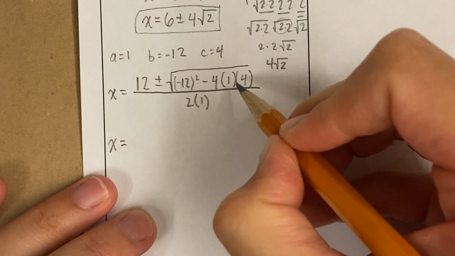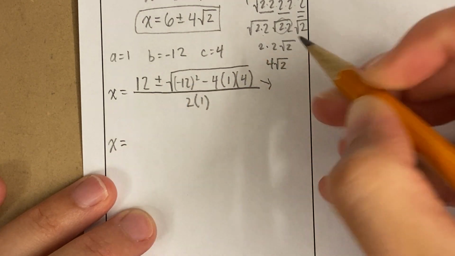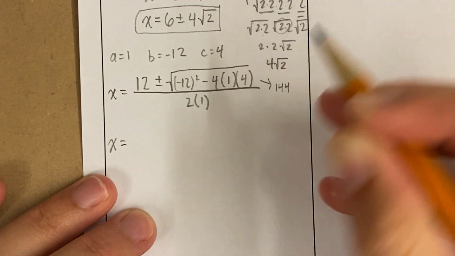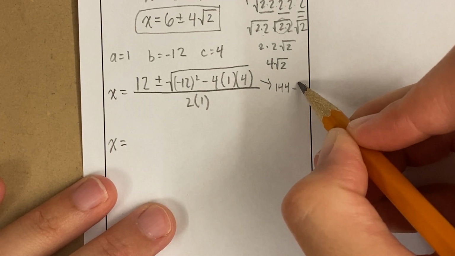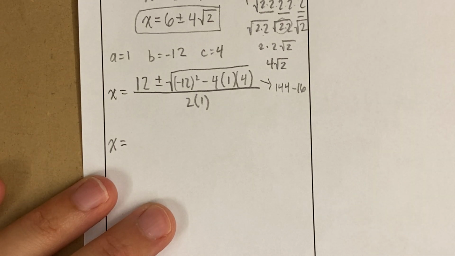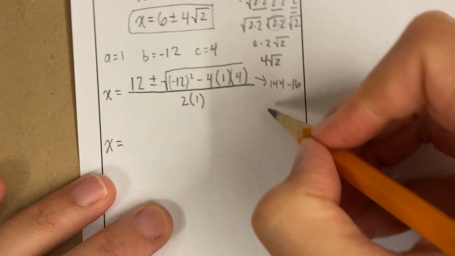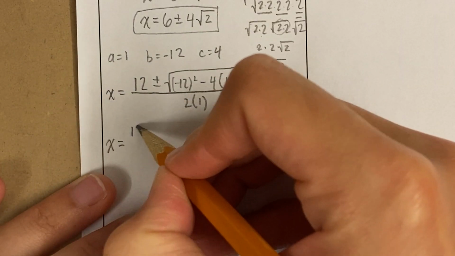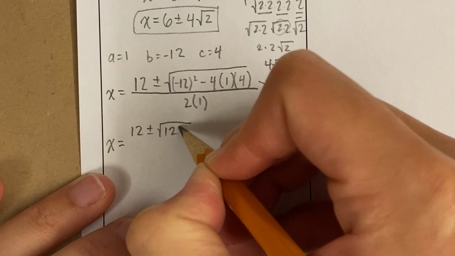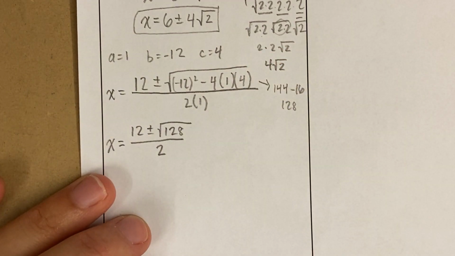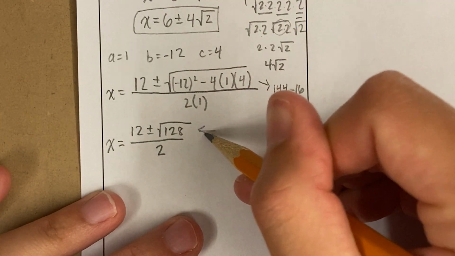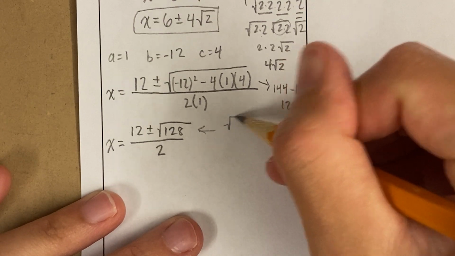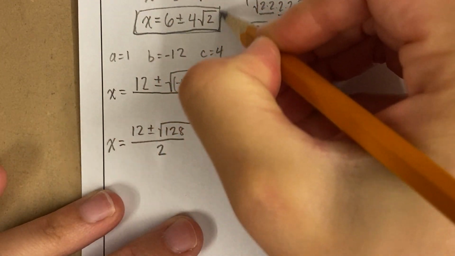Continuing down, right? Now this becomes 12 squared is 144 minus 4 times a times c. This becomes minus 16. Okay, so that's 144 minus 16. Okay, that's 128. So this becomes 12 plus or minus the square root of 128 over 2. Okay, the thing is that just like before, the square root of 128 can be simplified. Okay, so now notice, look, this is the answer. I want to be clear.